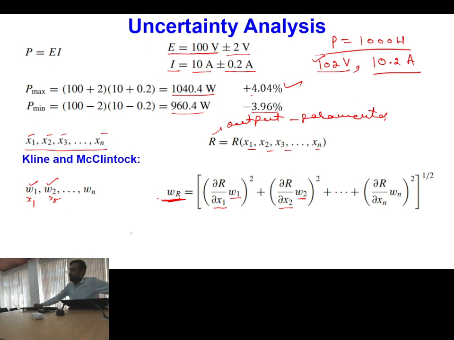Is this point clear? Now if I use this particular method to calculate the uncertainty in power, and I know these two individual uncertainties, this is my W1 and this is W2. The formula of power is E into I, so the functional relationship is given. Now, can you calculate the uncertainty using this method?